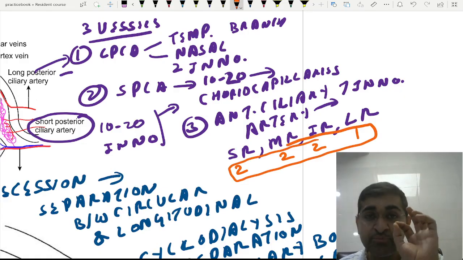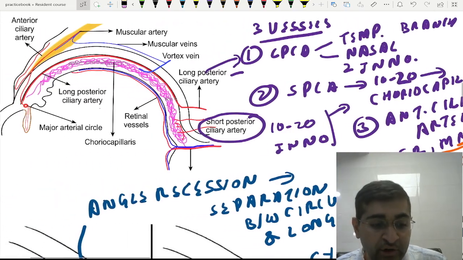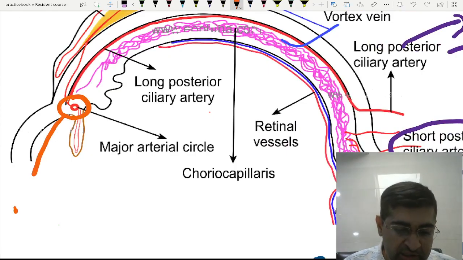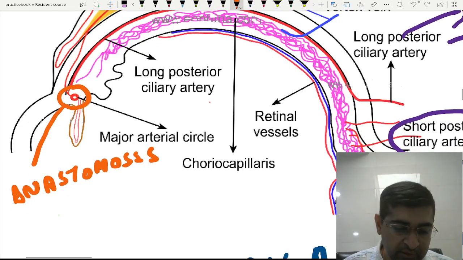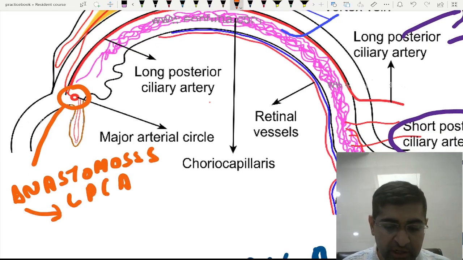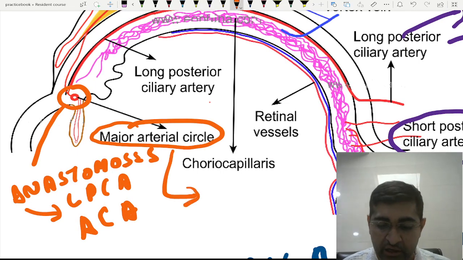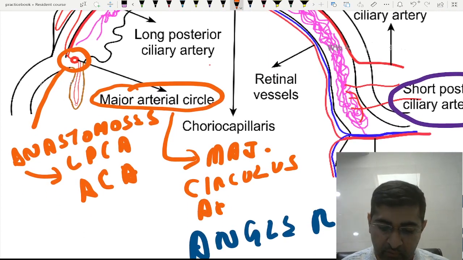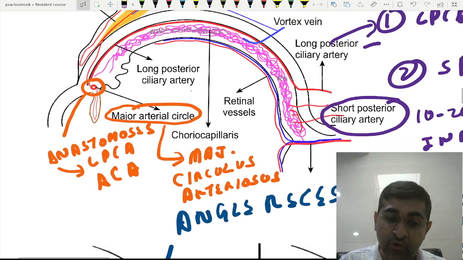But an important point which I want to tell you is that at the root of the iris there is anastomosis between 2 vessels. One is long posterior ciliary artery, another is anterior ciliary artery. This is known as major arterial circle, or major circulus arteriosus. What is its relevance?